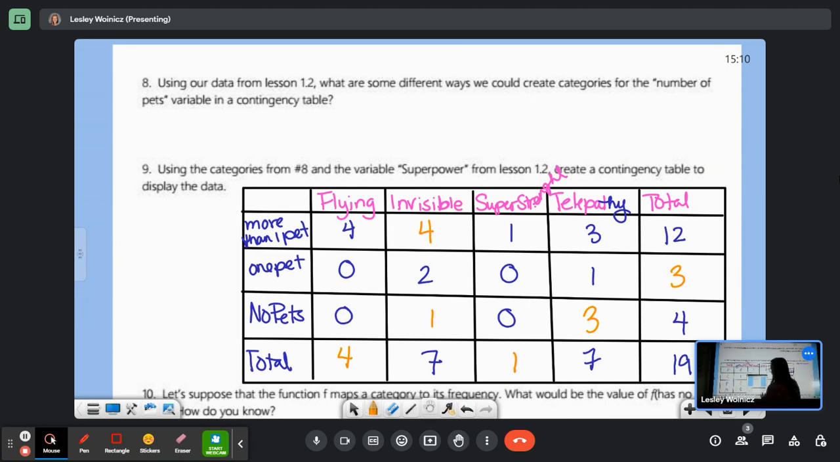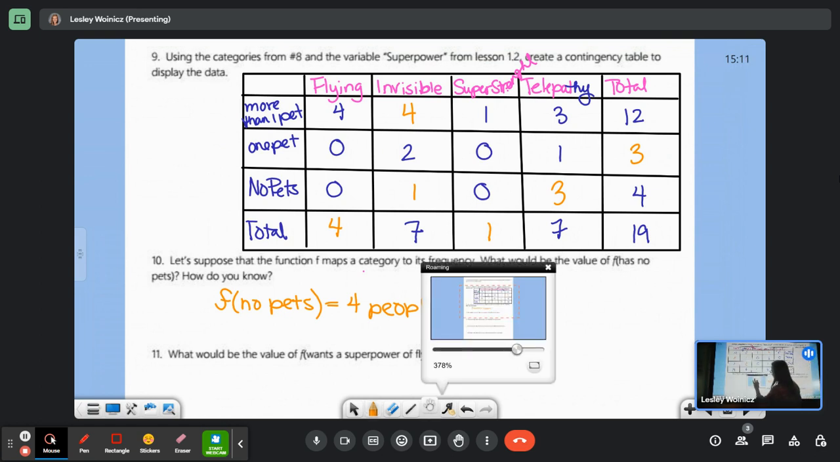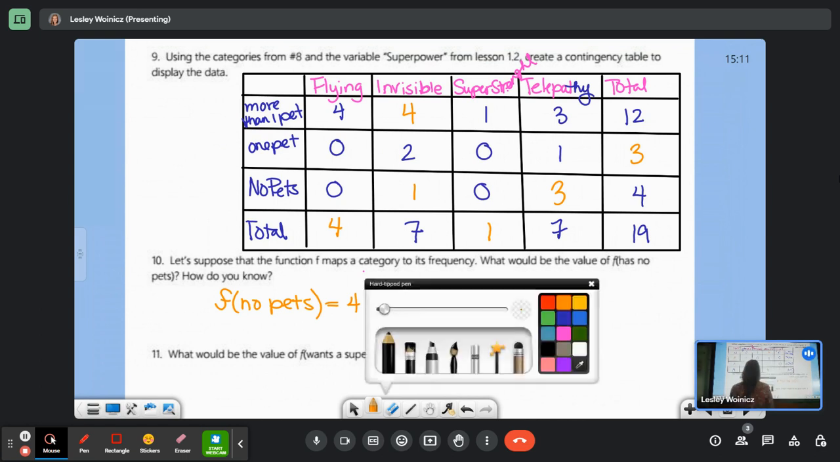All right, so let's suppose that the function f maps a category to its frequency. What would be the value of f of no pets? What is the frequency for no pets? Correct. 4. 4 people. Everybody understand where we got that? Yes. So this function tells us the number of people that meet that requirement of having no pets. We know because 4 total people have no pets.